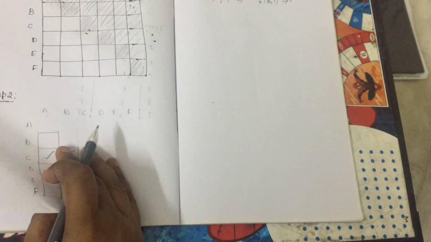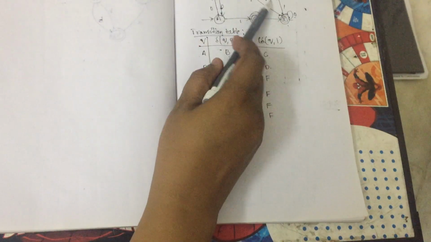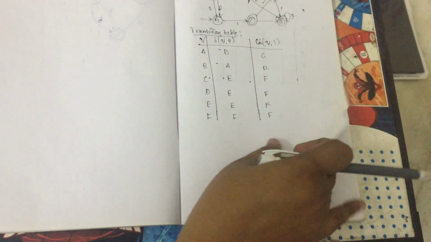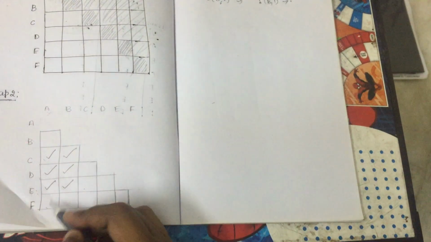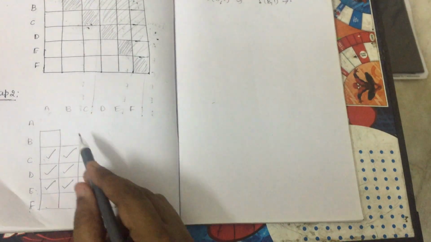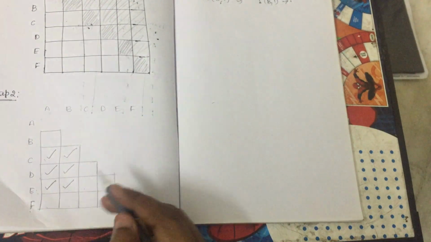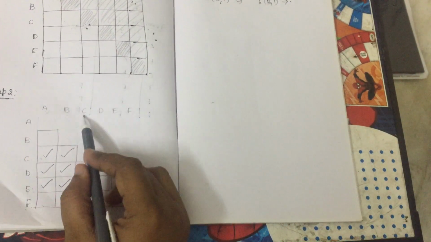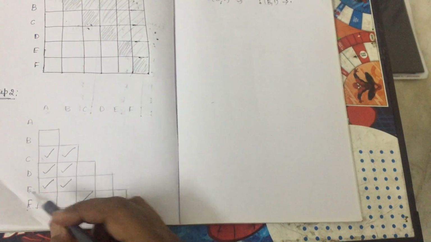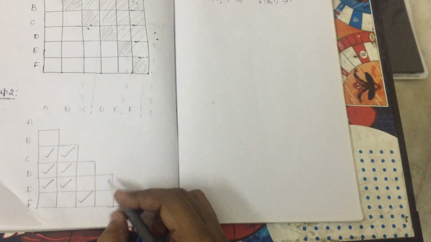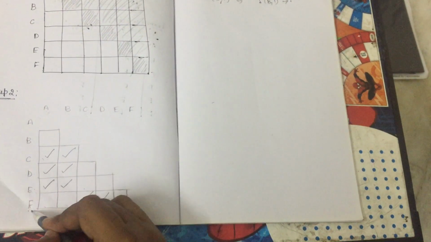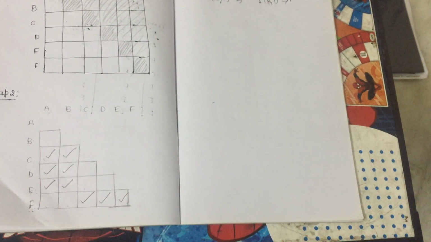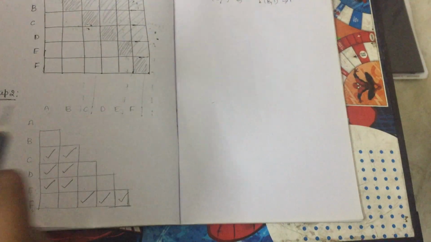Next, F. What is F in the diagram? If we observe, F is not a final state and A is also not a final state. Don't mark it. F is not a final state. B is not a final state. Don't mark it. F is not a final state and C is a final state. Mark it. F is not a final state. D is a final state. Mark it. F is not a final state. E is a final state. Mark it.